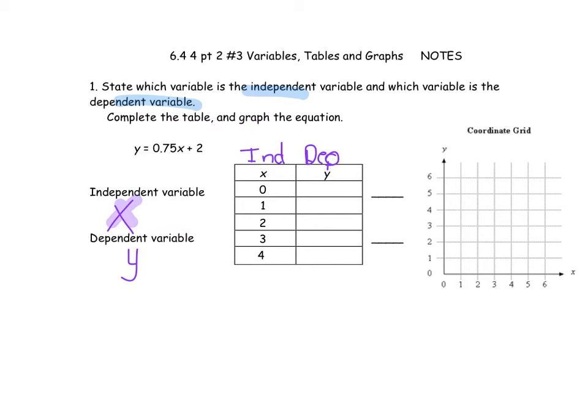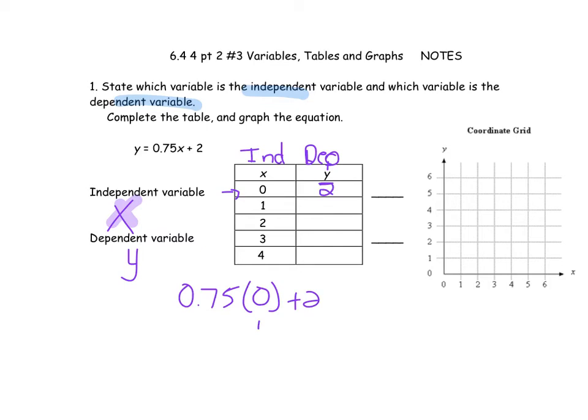So we want to know what is y going to be if we input 0. So if we have 0.75x, we're going to leave a place for the x, plus 2. And we're going to put a 0 in here because x is 0. 0 times 0.75 is 0, plus 2 is 2.